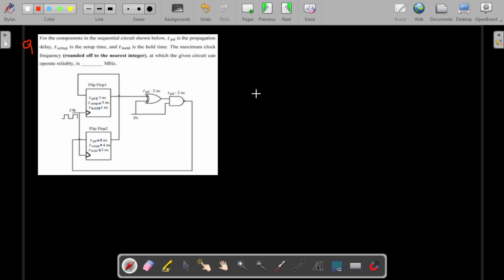Today we are going to discuss one of the very important problems asked in a digital electronics GATE question. So this is 2020. It is one of the very important 2-mark questions that they ask. This is a numerical answer type question.